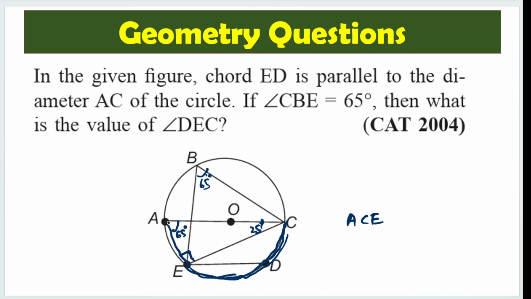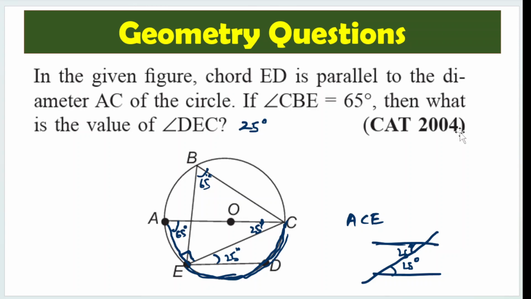Now AC and ED are parallel. Two lines are parallel and EC is a transversal. What does that mean? This angle should be equal to this angle. If this is 25, then this also should be equal to 25 degrees. That's what the question is about. What is DEC? DEC is 25 degrees. This is such a simple problem, a very easy problem.